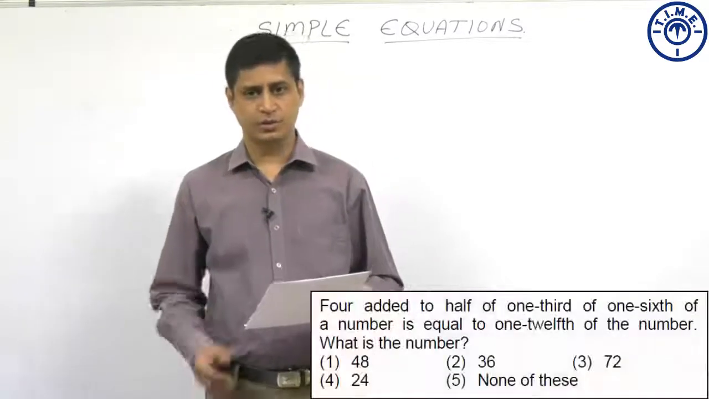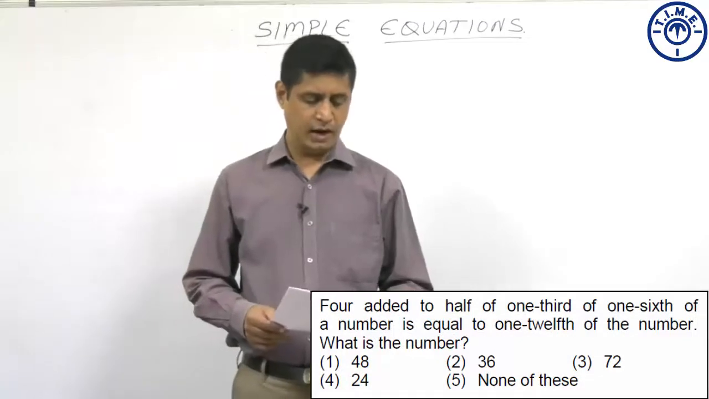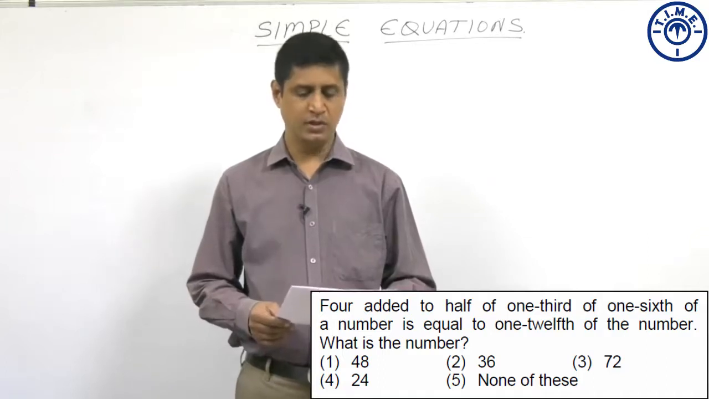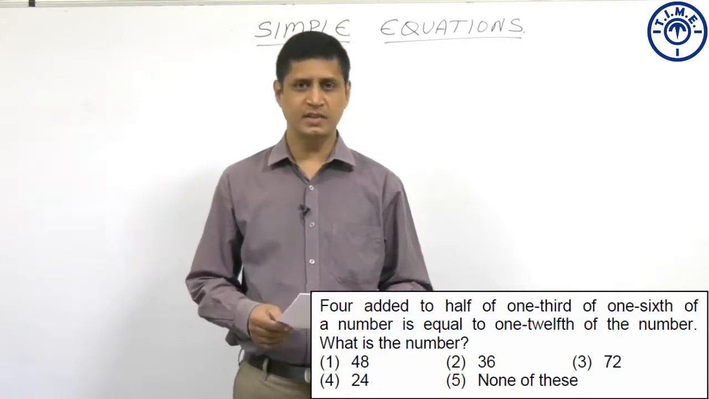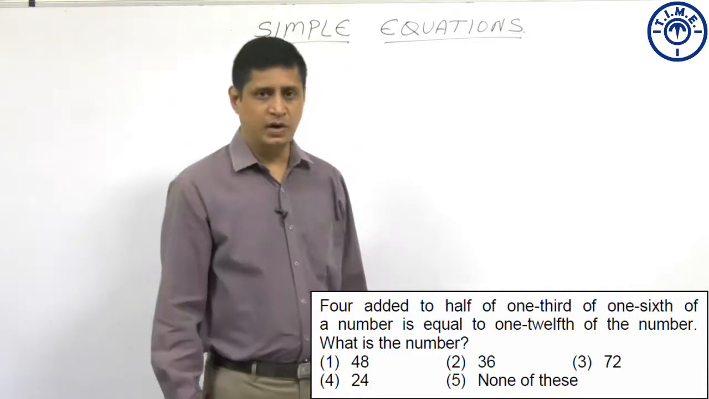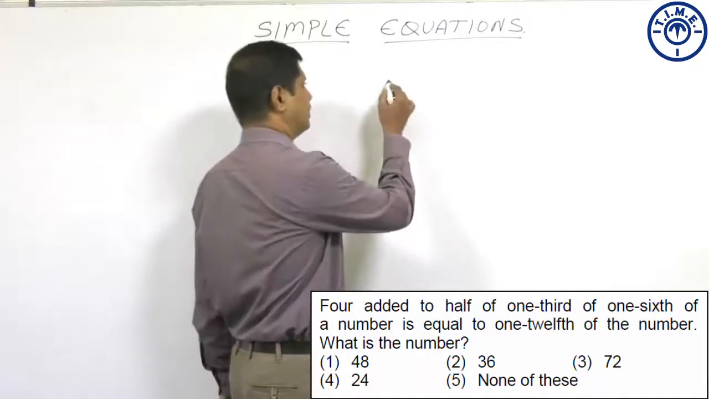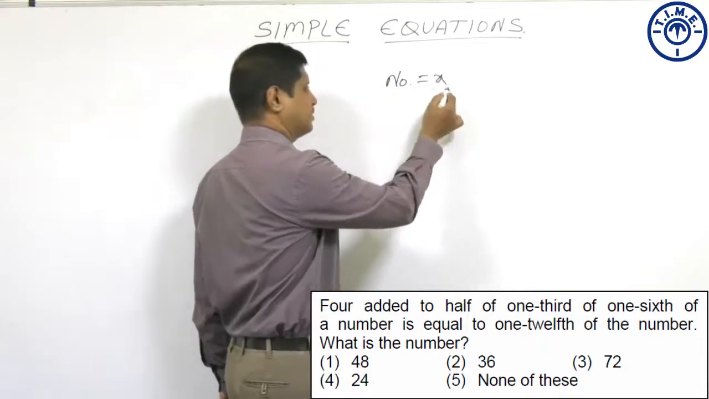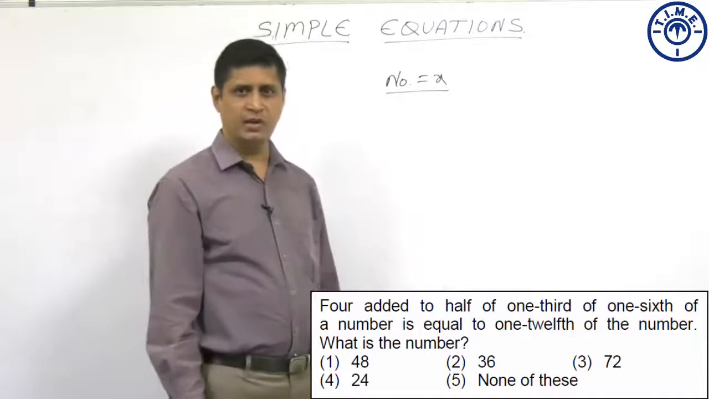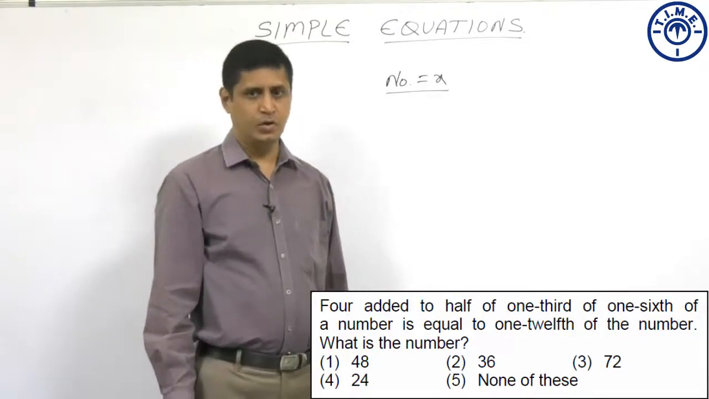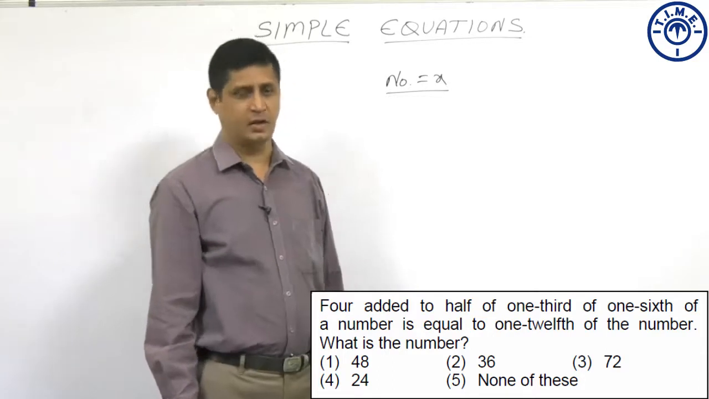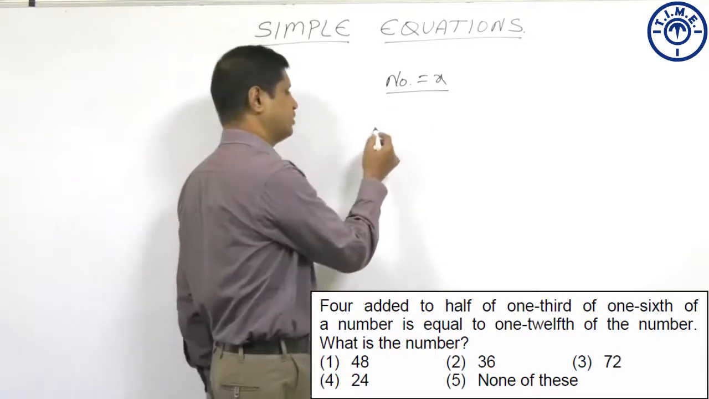Now look at the next question. 4 added to half of 1/3 of 1/6 of a number is equal to 1/12 of the number. What is the number? Now what is given here? 4 is added to a number. So what is the number? We don't know the number, so we are assuming the number as x. 4 is added to half of 1/3 of 1/6 of the number.